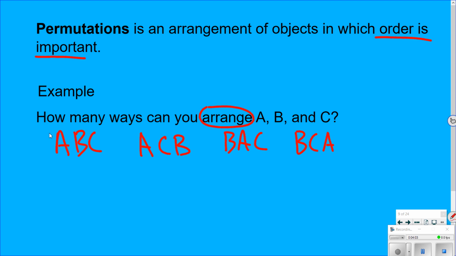Or I could also put the C first. We could do C, A, B, or we could do C, B, A. I think I have them all there. So how many different orders could you have? 1, 2, 3, 4, 5, 6. So there are 6 permutations there. In other words, there's 6 different ways I could arrange the order of those letters.